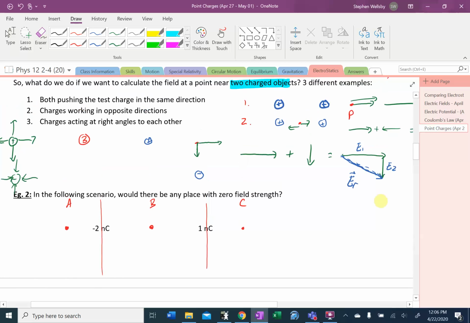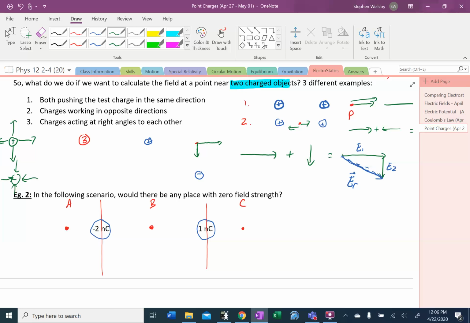So think about what I've done in examples 1 and 2 above. Think about the direction of the fields from these two charges. One of these is -2, and one of them is +1. Is there somewhere in any of these three regions where there would be 0 field strength if we add up the two vectors? So pause the video here, take some time, think about this problem, and then we'll come back to it. Okay, so if you're back, let's take a look and see what the solution is.